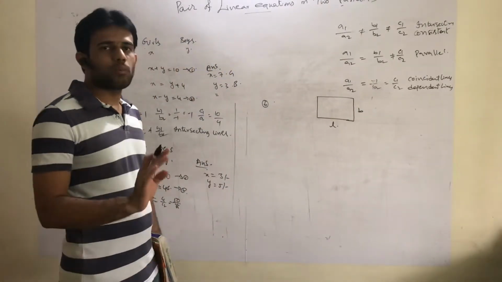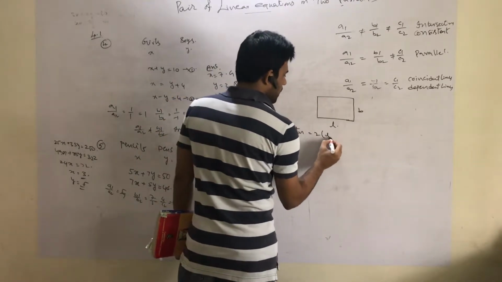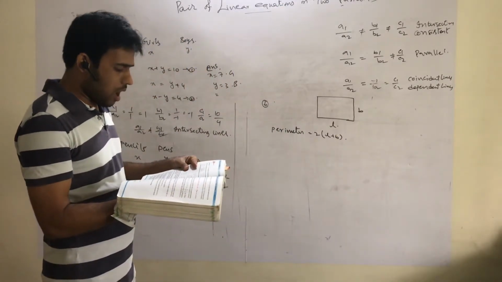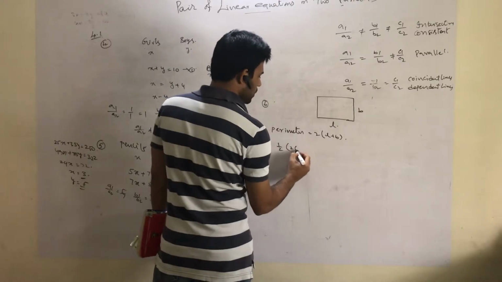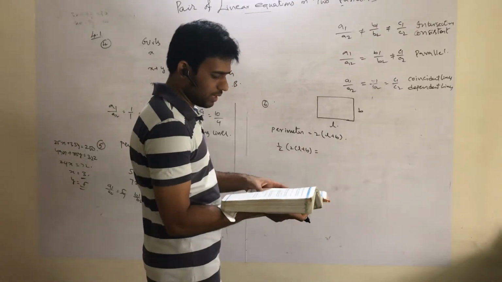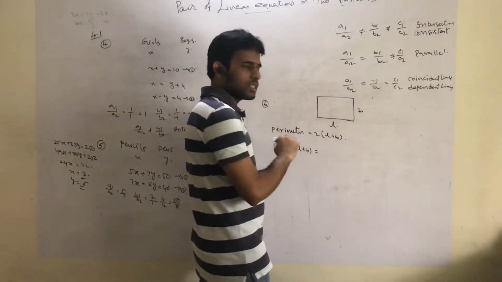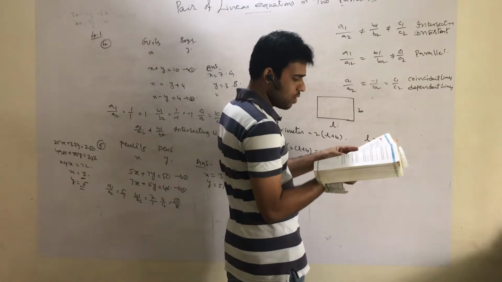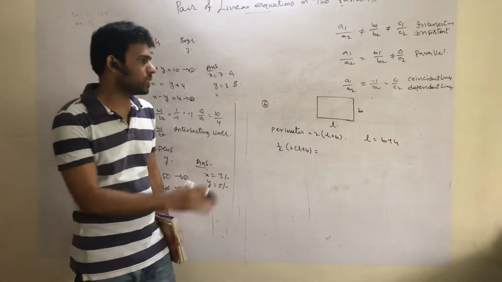So what is the perimeter? Generally, the perimeter of a rectangle is 2 times (length plus breadth). Half the perimeter means 1 by 2 times 2 into (L plus B). He has also said the length is 4 meters more than its width, so this other equation he has given directly. Length is 4 meters more than breadth, which is L equals B plus 4.